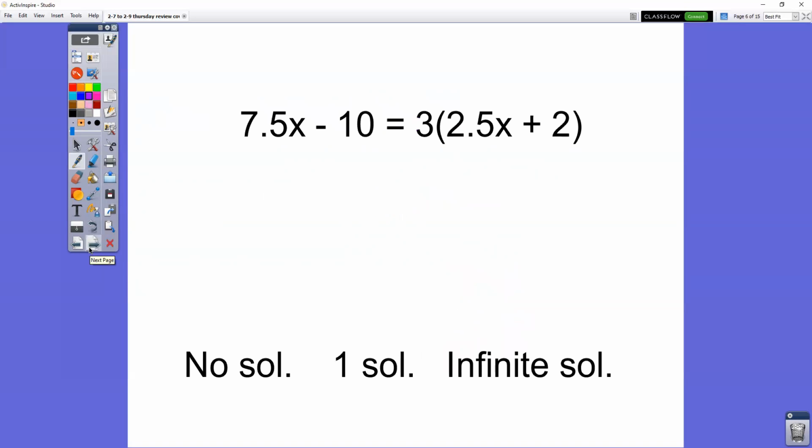Go ahead and try this one, please. Again, you have to follow those steps. You have to do the distributive property first, then combining like terms, then variables on both sides.